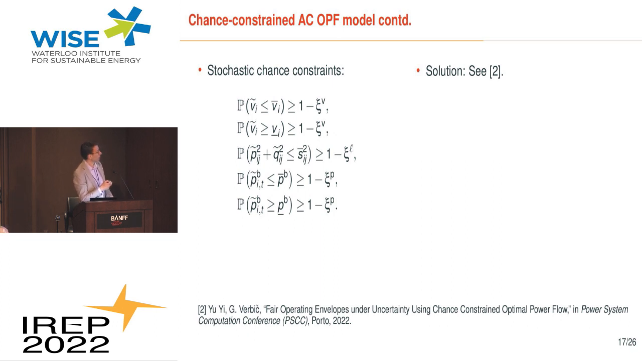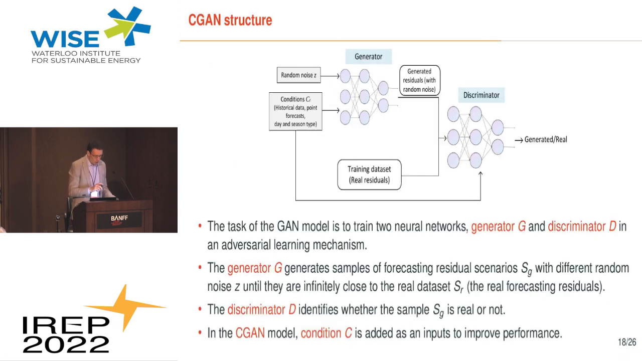So these are the chance constraints. Again, in the interest of time, I won't dwell on that. I'll just briefly explain how this CGAN structure works. Essentially, you have a generator that generates residuals. And then we compare that against the training data set. So we have this generator, and we have the discriminator that essentially checks whether the residuals generated by the generator are realistic, right?